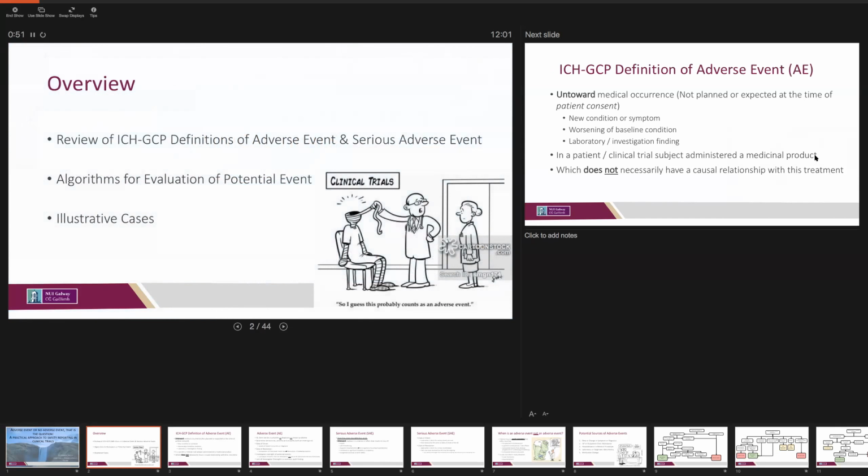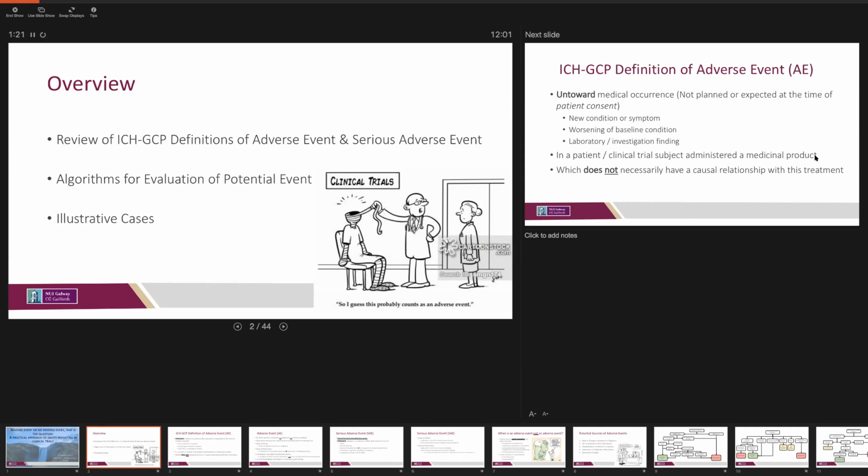So the main overview of the session is I'm going to spend a couple of minutes, but not too long, actually going through the GCP-based definitions of adverse events and serious adverse events. Then I'm going to go through some algorithms that I think could be useful for people when it comes to the evaluation of events. These are just things that I have developed as I've gone through clinical trials and spent time working in studies and realizing the potential sources or places where there might have been an adverse event.